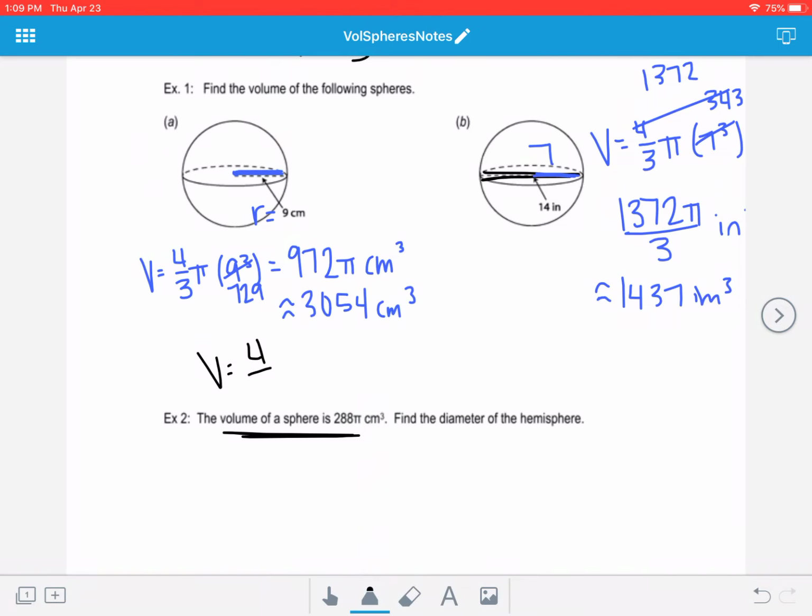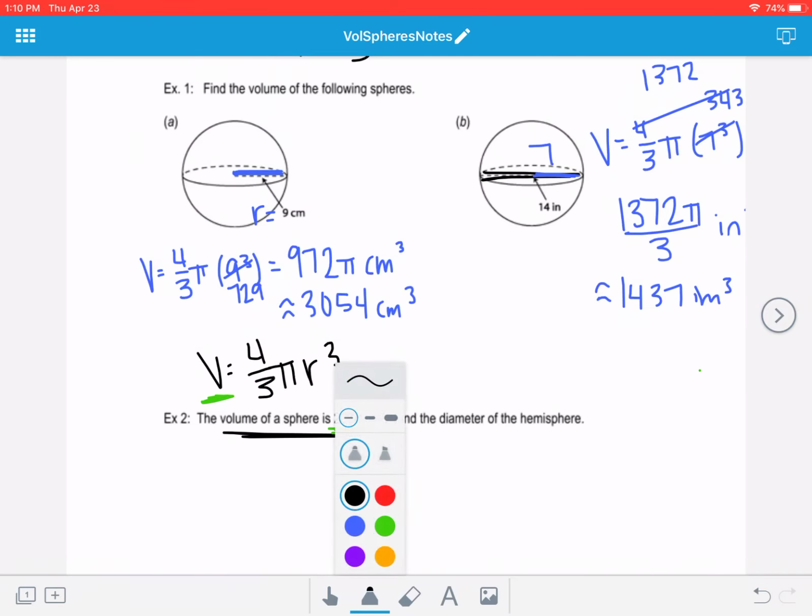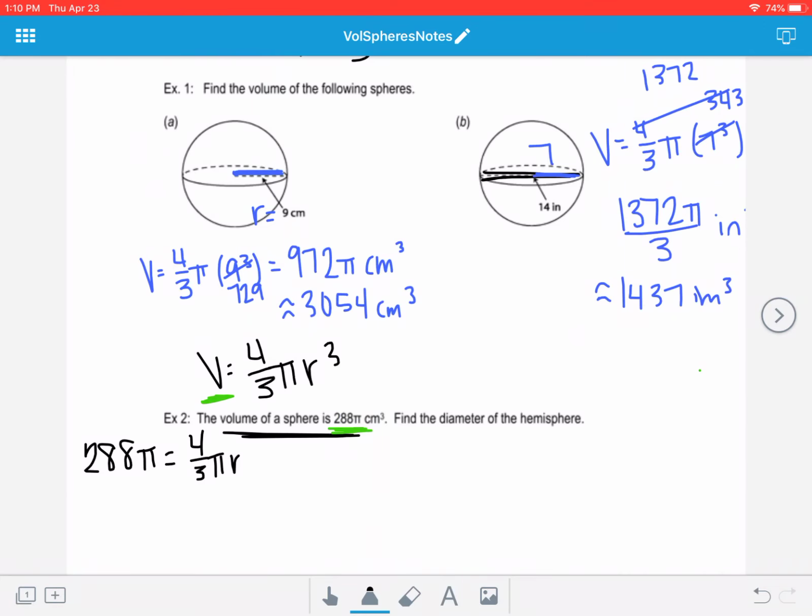Volume of a sphere, 4/3 pi radius cubed. Okay, if I know that the volume is 288 pi, then I'm going to put that 288 pi in for the v. So it's going to look like this. I don't have much room here, so bear with me in my handwriting. 288 pi equals 4/3 pi radius cubed. Okay, now remember, the diameter is the same as 2 radii. So I first have to figure out what r, the radius, is, and then I can find the diameter. So I need to work this equation and solve it for r.